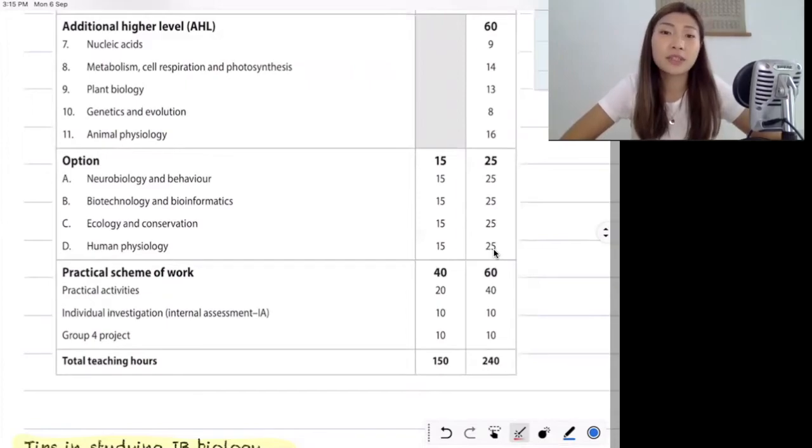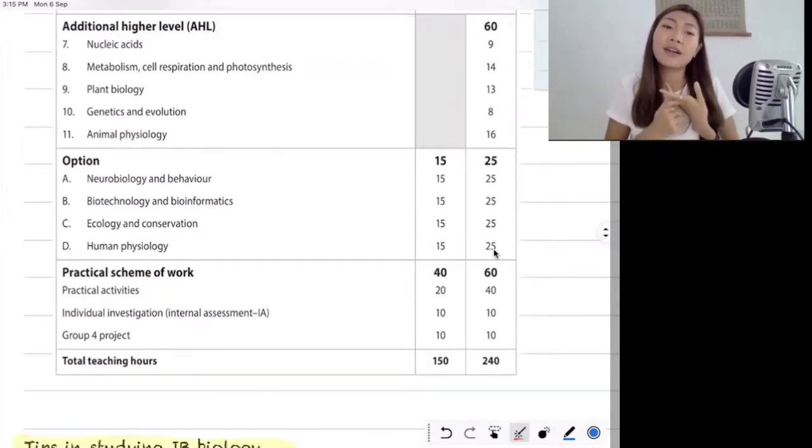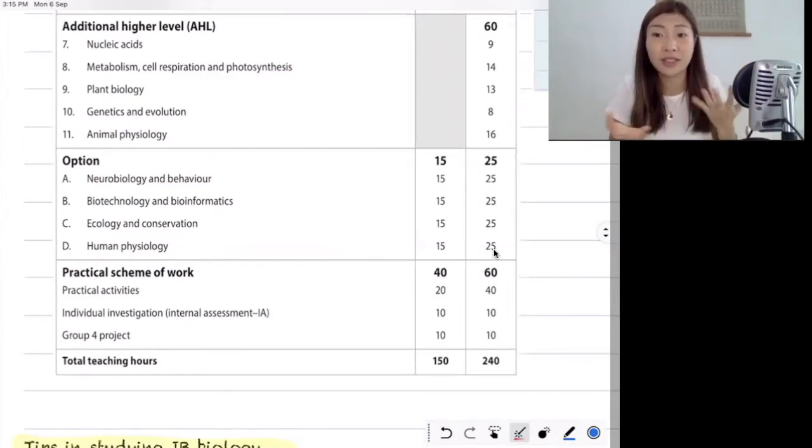And the last option here would be option D, which is human physiology. I wouldn't say it's an extension, but it is just more physio. There are two topics of physio already, topic 6 and topic 11. In human physiology, you will learn a little bit more about, for example, stomach function. You learn about the lining and what type of cells produce, for example, hydrochloric acid, and which type of cell produces the mucus that lines the stomach.